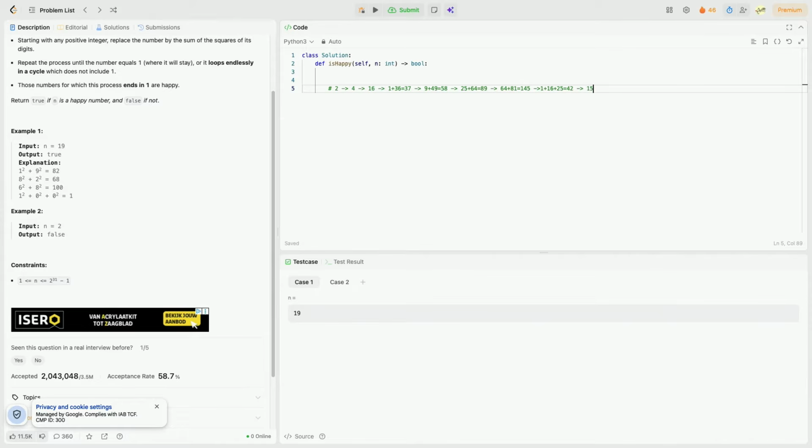4 times 4 is 16, plus 4, which is 20. And then it becomes 2 times 2 plus 0 times 0, which is 4. And now we have a cycle. I hope the math was right. But yeah, that leads to a cycle, which is why n equals 2 is not a happy number.